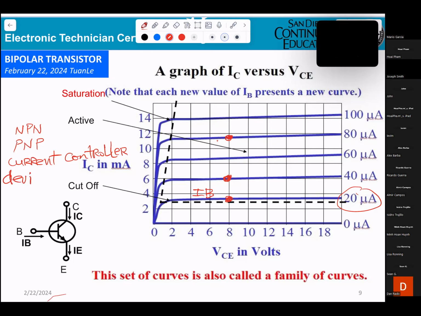Hey, Mr. Pham, on this graph here, where's the mid-range, the best place to operate? What areas are the mid-range? Okay, I'll tell you.